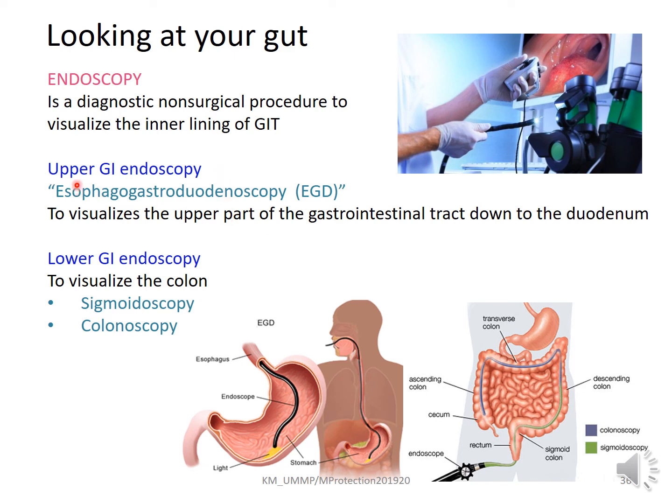Two types of endoscopy here. Upper GI endoscopy, we call esophagogastroduodenoscopy, EGD, can visualize the upper part of the gastrointestinal tract down to the duodenum. In lower GI endoscopy, the sigmoidoscopy can visualize the sigmoid colon, whereas the colonoscopy can visualize the whole colon.